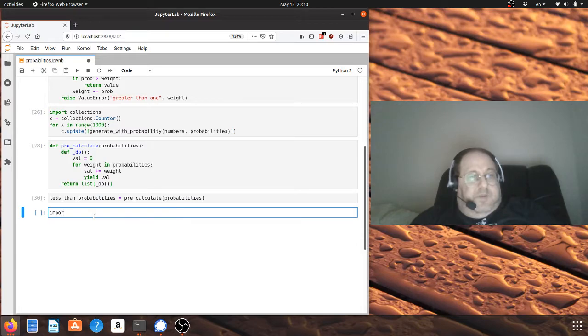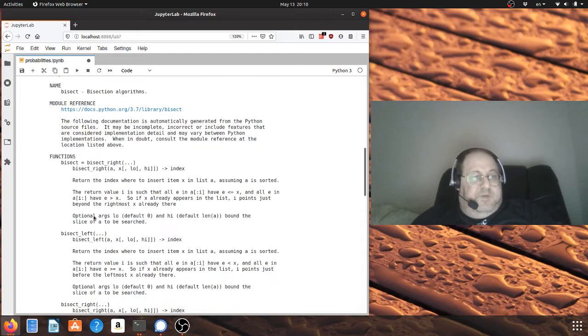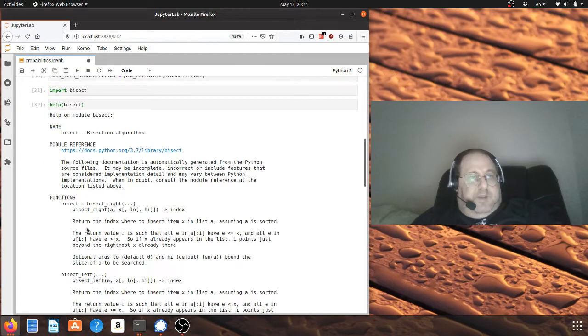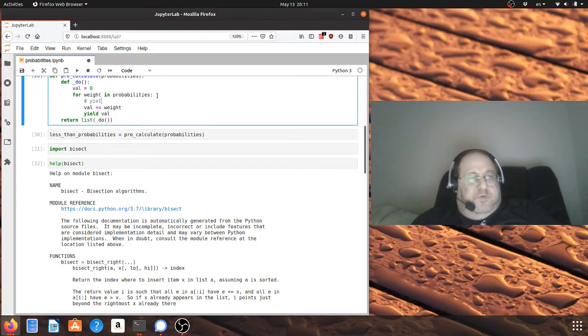And now we import a delightful little module called bisect. And of course I haven't used bisect in a while, so let's read up the help. There's bisect left and bisect right, and I think we need bisect left. The reason we need bisect left is because we did yield val here, and of course we could have chosen to do yield val here, right? Let's see what happens if we do that.